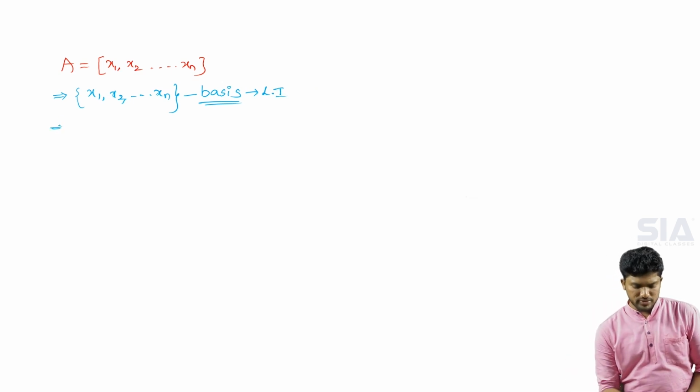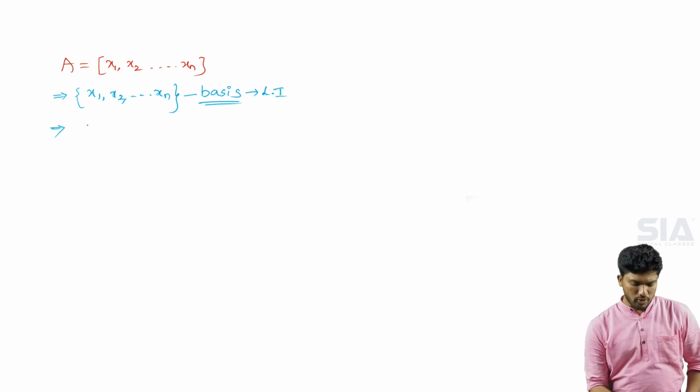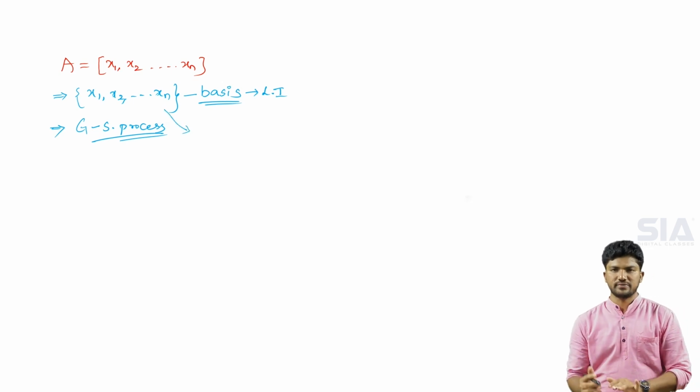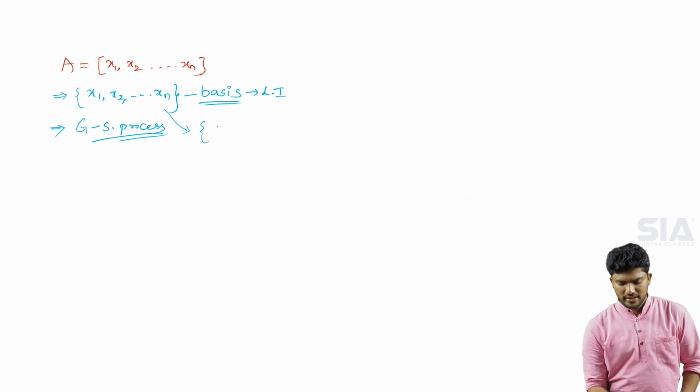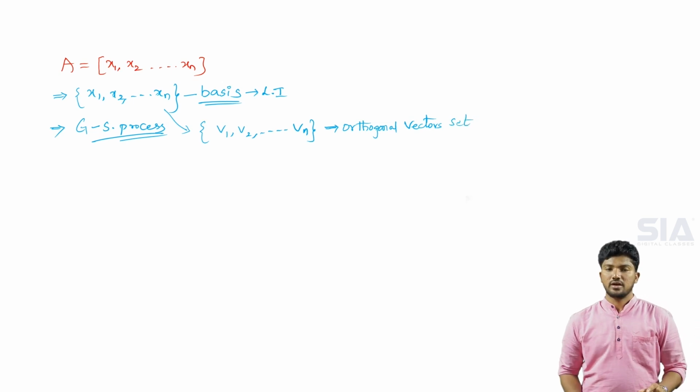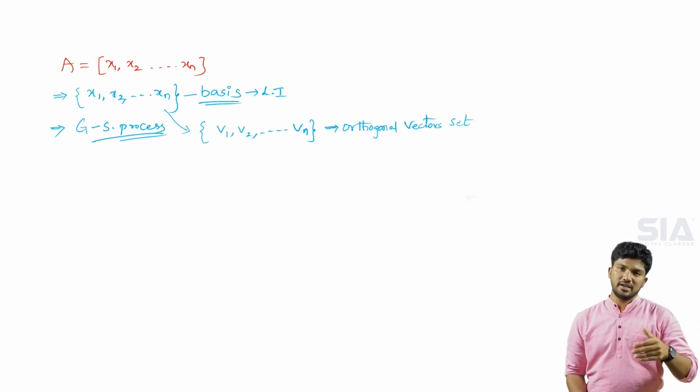Now by using the Gram-Schmidt process, with the help of these x1, x2, up to x suffix n, we can find the orthogonal vectors v1, v2, up to v suffix n. It is an orthogonal vector set, obtained with the help of x1, x2, x3.